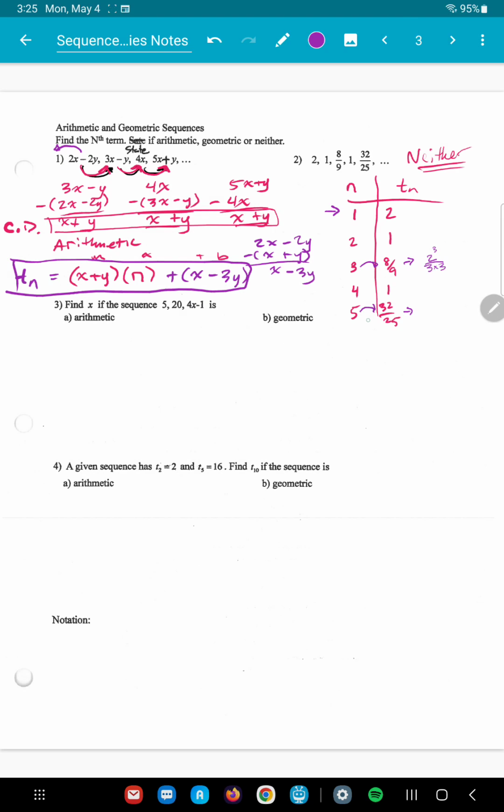And then as I look at the 5, the 32 over 25, what I notice is, again, how do I get 25? I can see that's going to be 5 times 5. And then on the top, I have 32, and so I want to somehow link 32 with 5. Well, that's just going to be 2 times 2 times 2 times 2 times 2, right? We see that that's also an exponent, repeated multiplication there. I'm going to go ahead and write that as 2 to the 5th power.